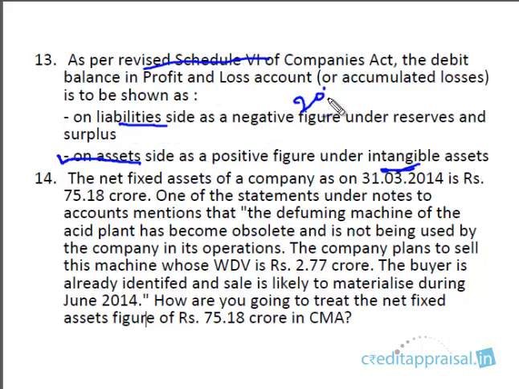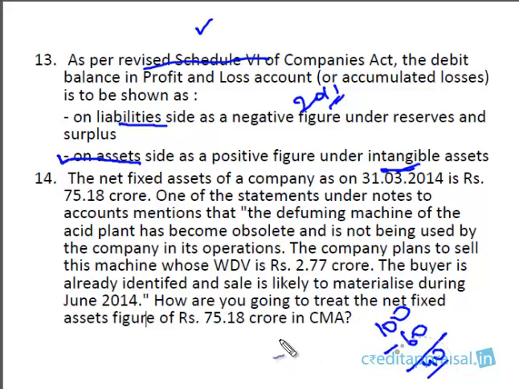Starting from April 2011, all companies are going to prepare balance sheets as per this revised Schedule 6. So now if reserves and surplus is a negative figure, you're going to show it. So capital is 100, then reserves and surplus maybe minus 60. You're going to show it as minus 60, and then the net worth will be 40.